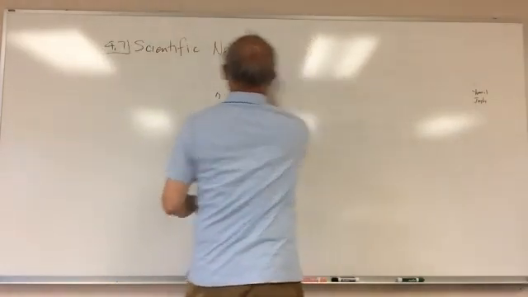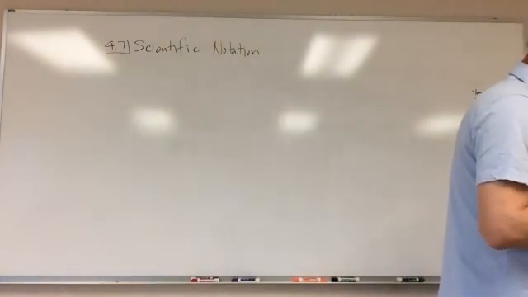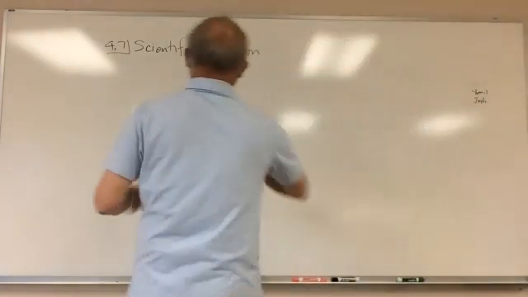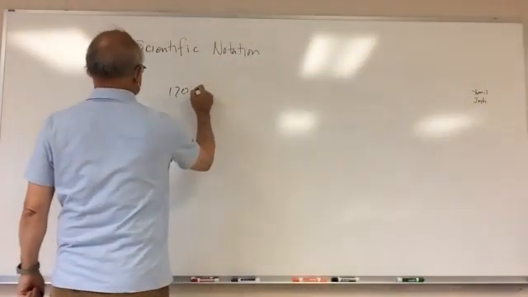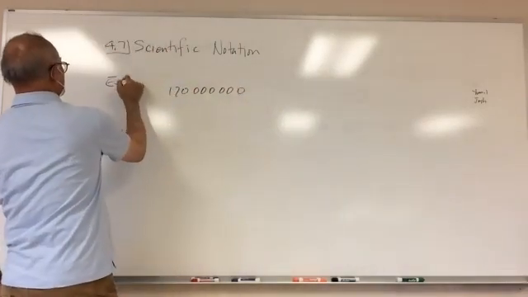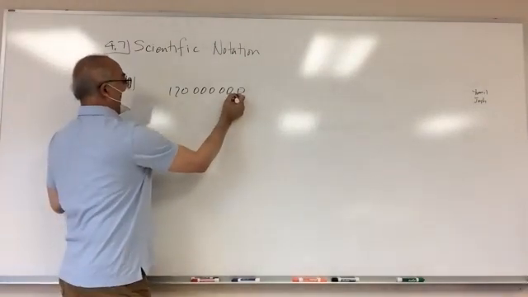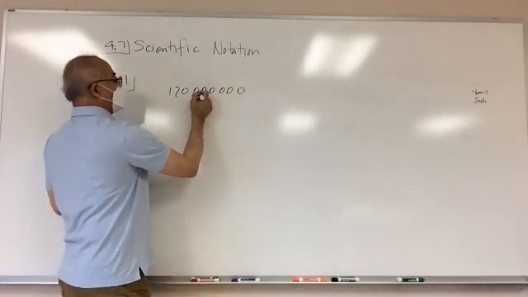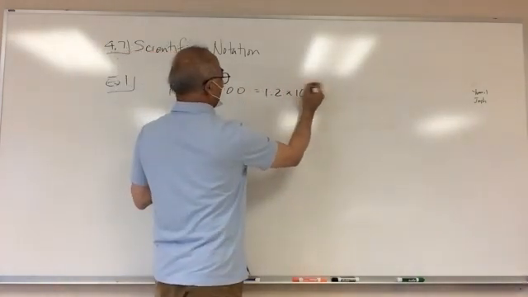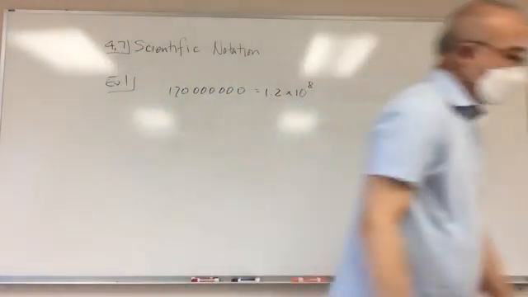Example number 1. The retina has that many rods. Write this number in scientific notation. So I have this number. I'm going to count 1, 2, 3, 4, 5, 6, 7, 8. 1.2 times 10 to the 8th, right? That's how many numbers I have to go over.